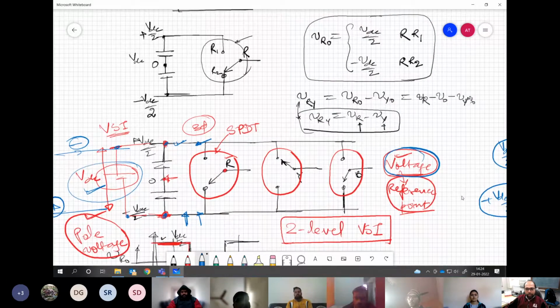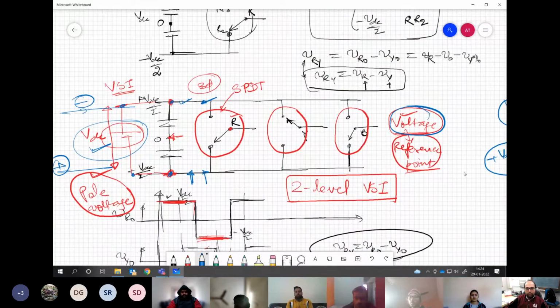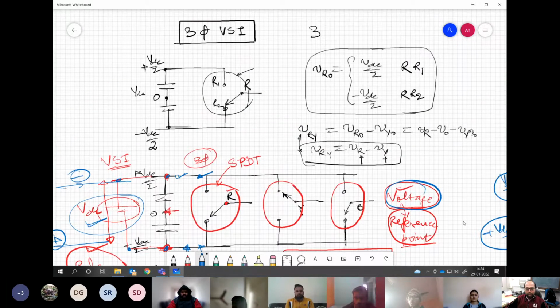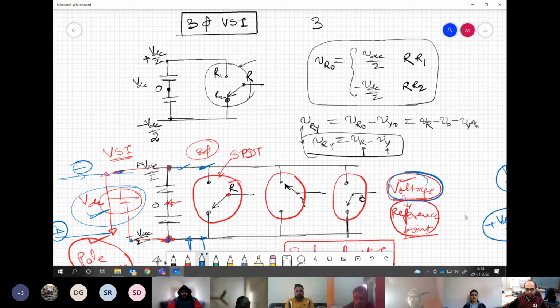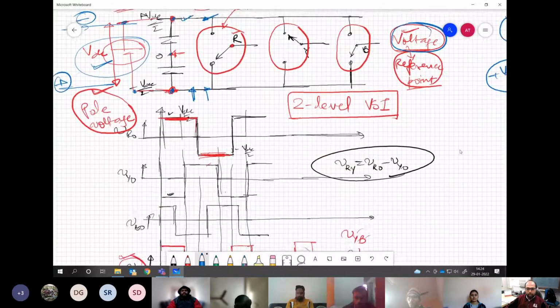Then we have gone on to see how a three-phase system can be realized. We do not need 6 SPDT switches, but 3 SPDT switches are enough for a three-phase system. And we do that power conversion on per phase basis. So we take a fictitious point at the middle of the capacitor bank, and with respect to that, we generate the output voltage, say VRO, VYO, VBO.